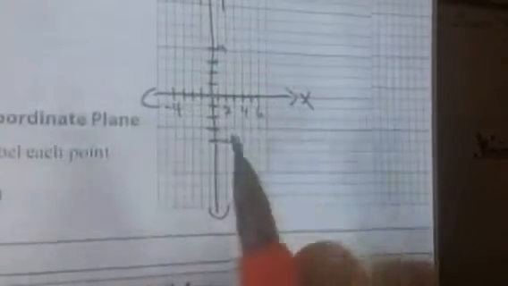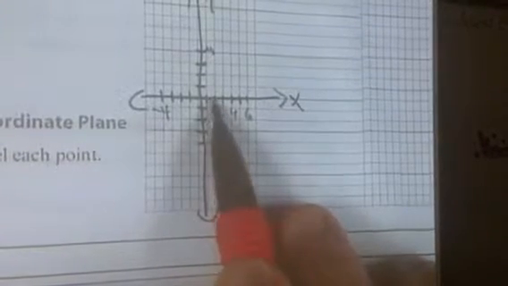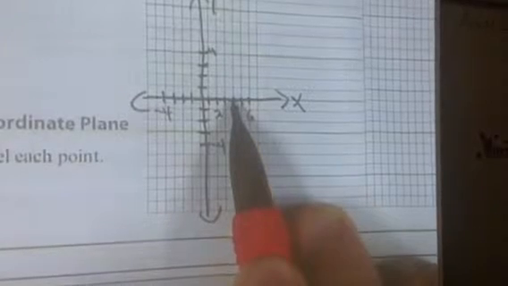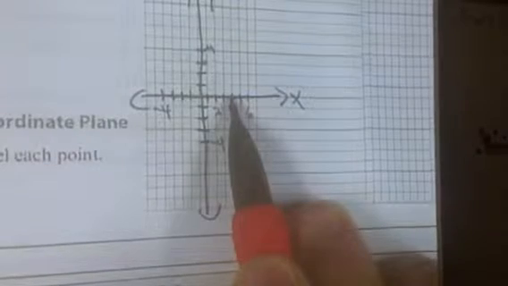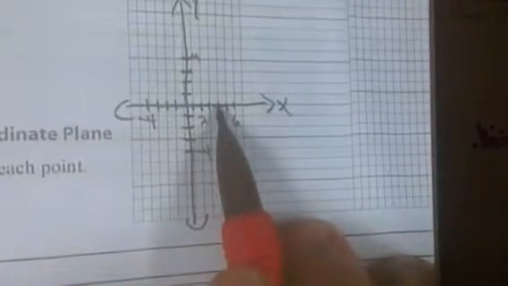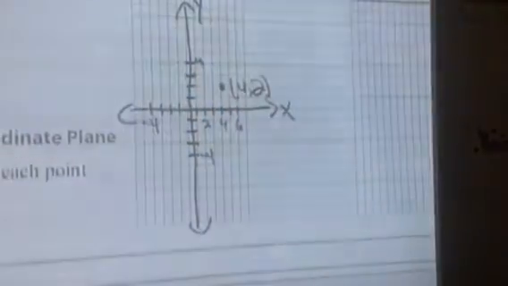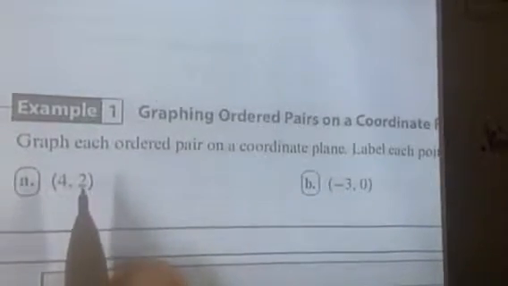So to plot that, I've got to go to the right, because it's a positive 4. 1, 2, 3, 4. Now I don't put a point yet. I've just counted 4 because I've got to figure out what is my y value. My x coordinate was 4, and my y coordinate is 2. So I've gone to the right 4. Now I need to go up, since it's positive, up 1, 2. And then I put a point. That's the point 4, 2. So I always start with my x coordinate, and then I go to my y coordinate.